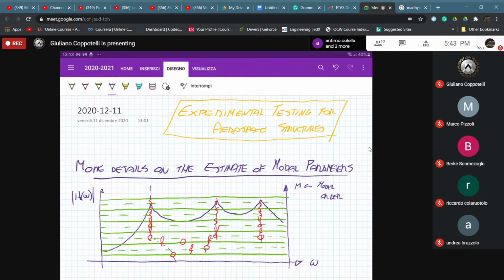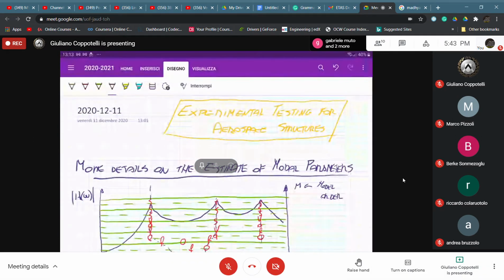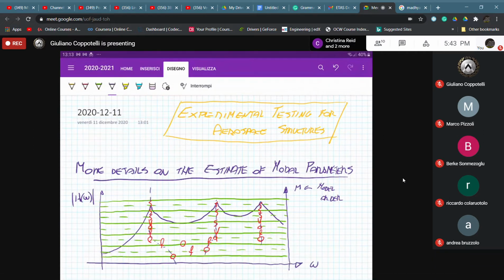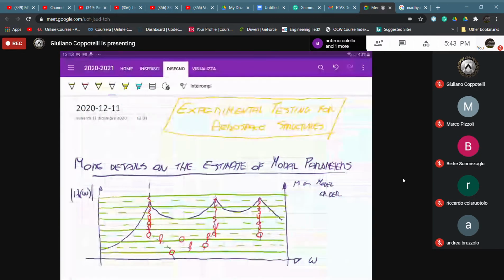Okay, I think that we can start our class, this Friday class, with some more details on the estimate of the model parameters. We saw basically two approaches that were dealing with the multi-degree of freedom system approach, and both of them are using what is called the stabilization diagram.